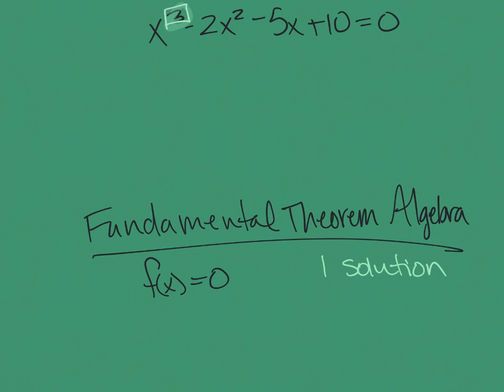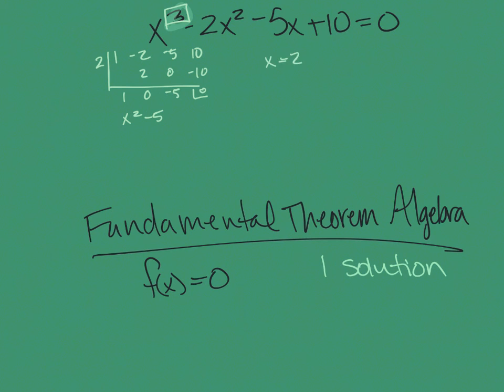Okay, so I'm going to take 2 out of here. Let's use synthetic division, get rid of it. -2, -5, and 10. I drop it. Sorry, I'm just multiplying this here. And yep, it went out. I'm left with x squared minus 5. Okay, so I have a solution.